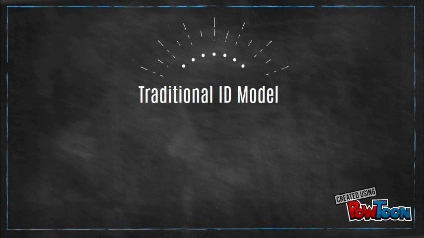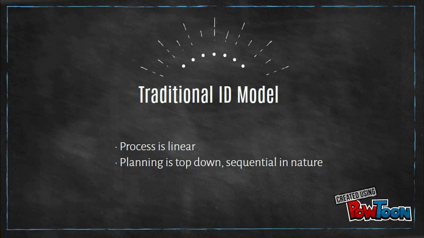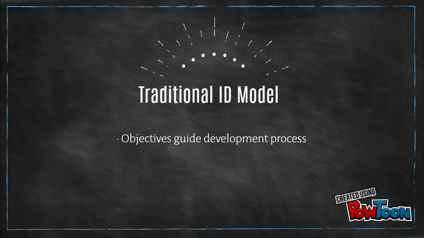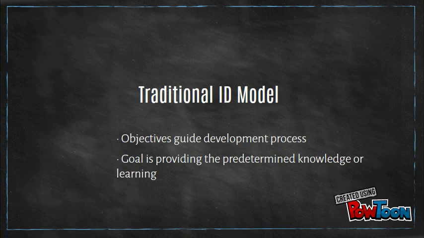So let's look at a few key principles of a traditional ID model. First, you have that the process is linear. Secondly, the planning is top-down, sequential in nature. The learning objectives will guide the development process. And finally, the goal is providing the predetermined knowledge or learning. These aren't all the principles, but these are some key principles that I wanted to share with you about a traditional ID model.